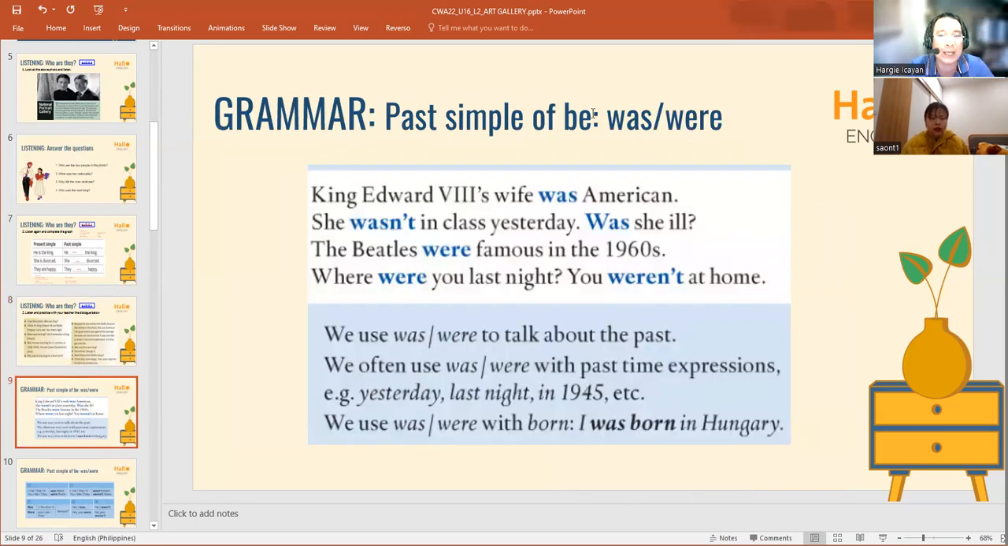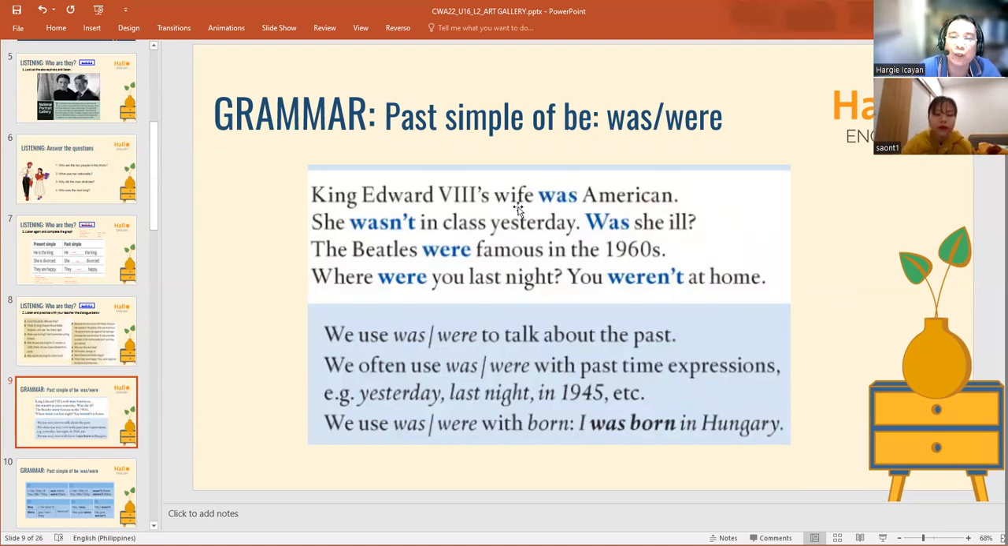So, past simple of be: was and were. Look at this: King Edward the Eighth's wife was American. Why do we need to use was? Because it's already in the past. It already happened in the past.